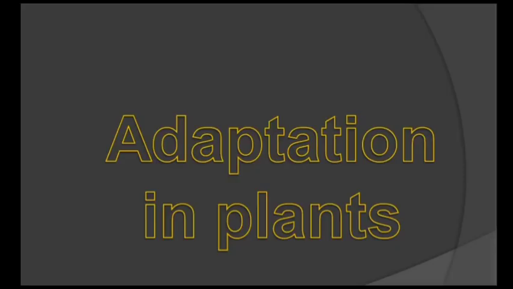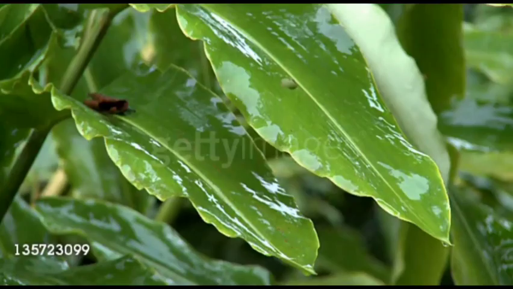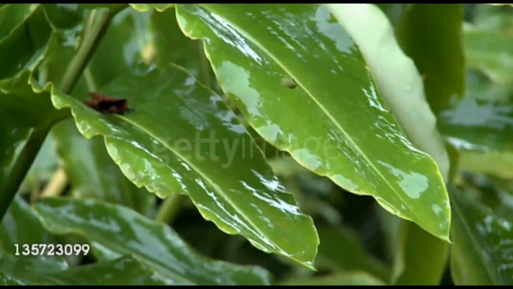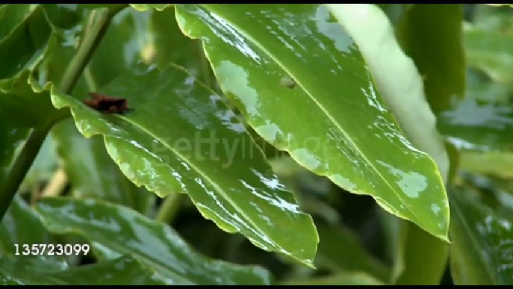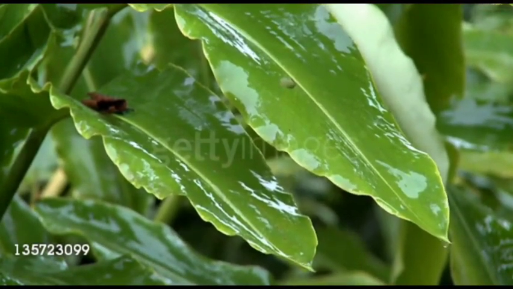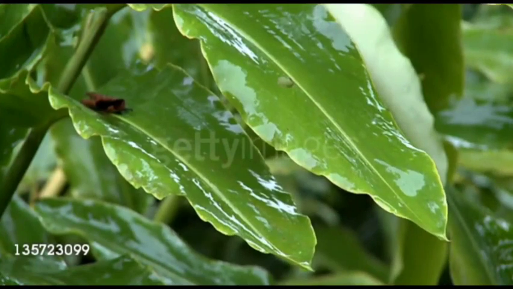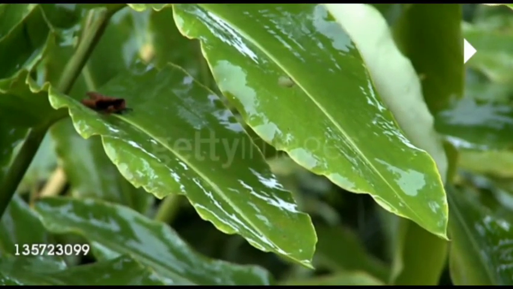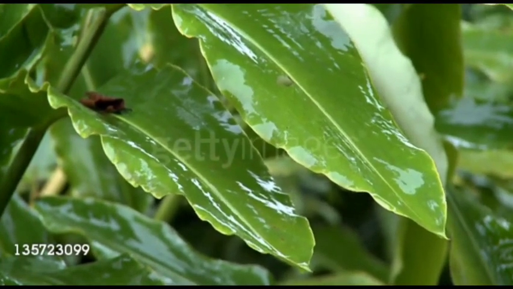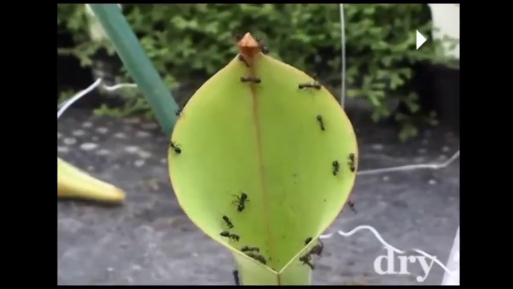In this lesson, we're going to talk about something else, which is called adaptation in plants. Okay, let's see. Just have a look. Look at these leaves. They're called drip tip leaves. Rain falls off this shape of leaf quickly. The leaf stays strong, even if there is a lot of rain. Look at this plant.